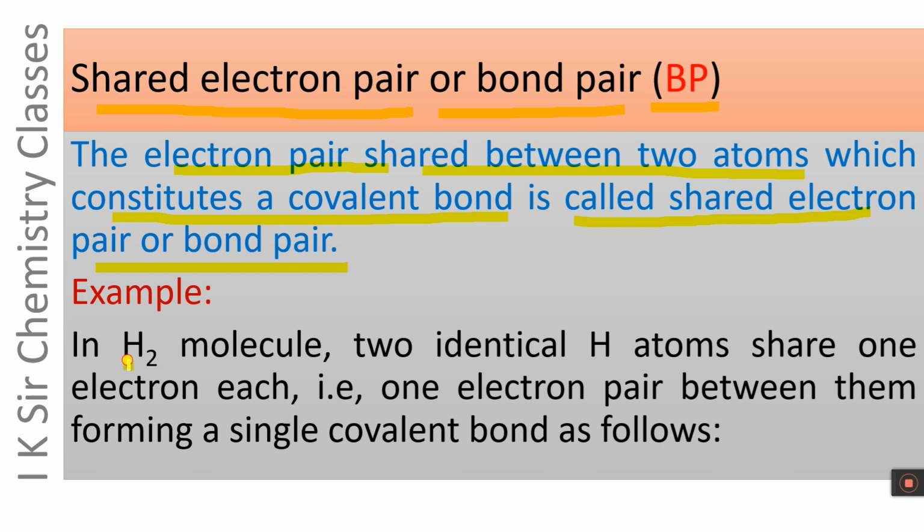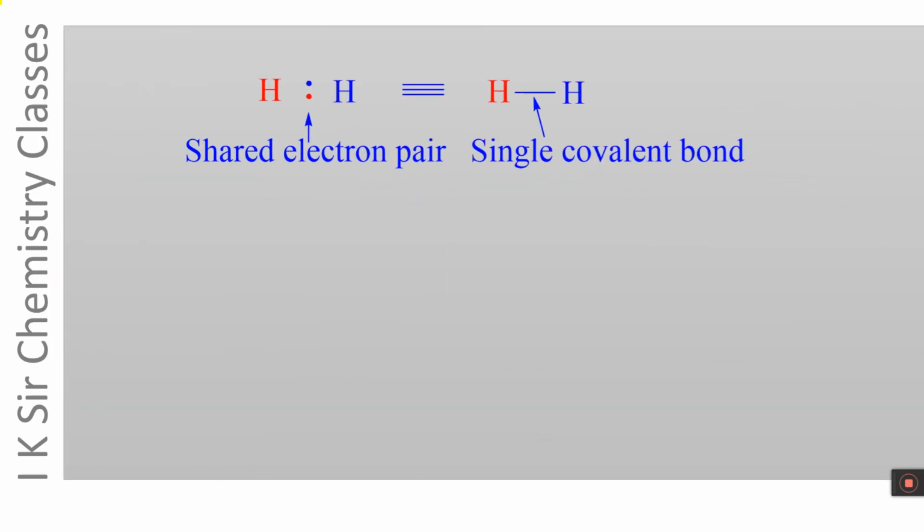In H2 molecule, two identical H atoms share one electron each, that is one electron pair between them, forming a single covalent bond. This is why this electron pair is called shared electron pair or bond pair.